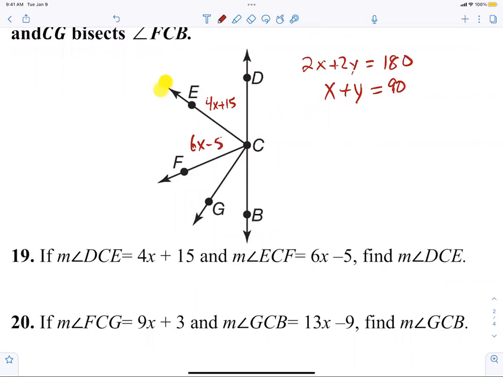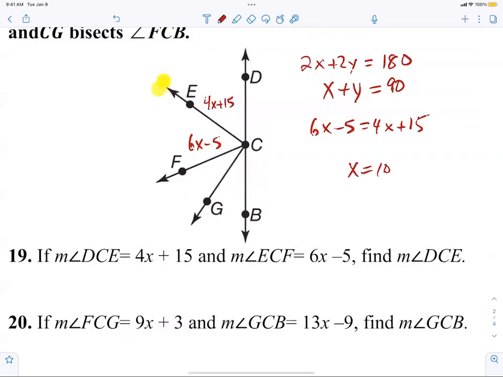So what's true? They're equal, right? So let's just go ahead and practice our mental math again. 6x minus 5 is equal to 4x plus 15. And we end up with X equals 10. Do we agree? Say it, come on. X equals 10. Right?